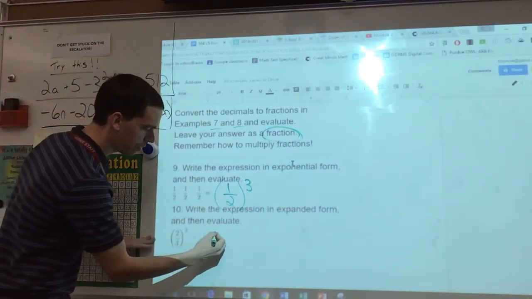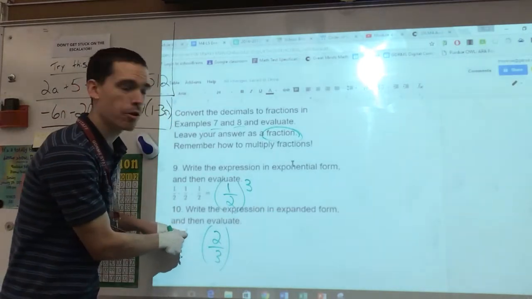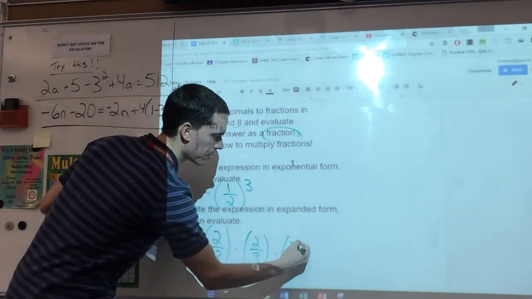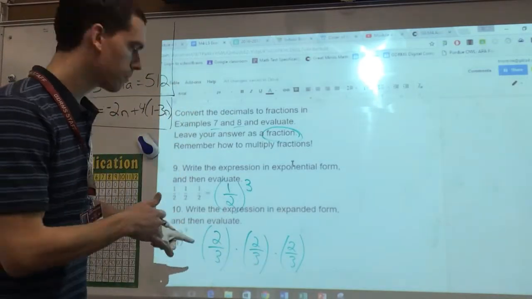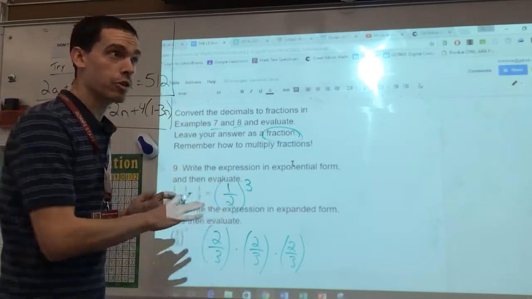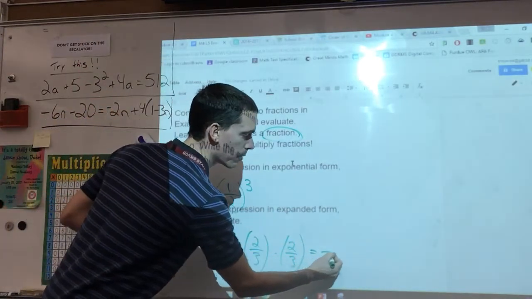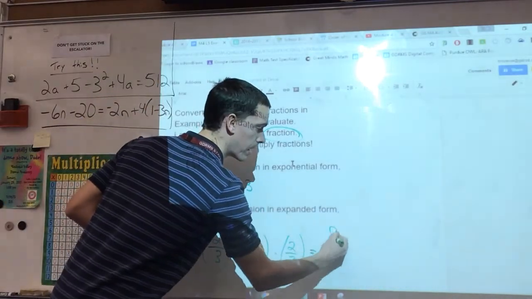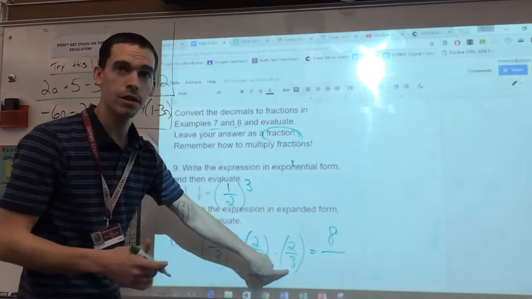So for number 10, I have 2/3, and I have an exponent here. It's to the third power. So I'm going to write this same base 3 times and multiply. 2/3 times 2/3 times 2/3. Multiply like we did with fractions. Multiply across. You're going to do this with what you did before. 2 times 2 times 2. Multiply the numerators together, and what do we get? 2 and 4. I got 8. 3 times 3, which is 9, and 9 times 3, which is 27.